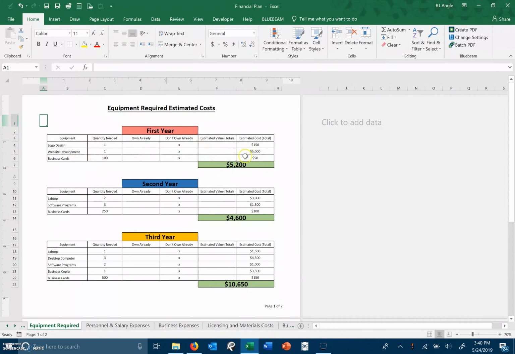And I have business cards as well as part of my startup costs, initially of $5,200. You may recognize that amount in my startup cost estimate, which was shown in my first video of this financial plan review. By year 2, I now have employees, so I need to expense a laptop, and in order for the laptop to work for my purposes, I need software programs on that, and my employees are going to need more business cards.